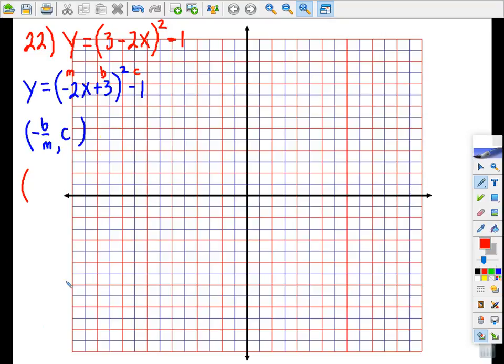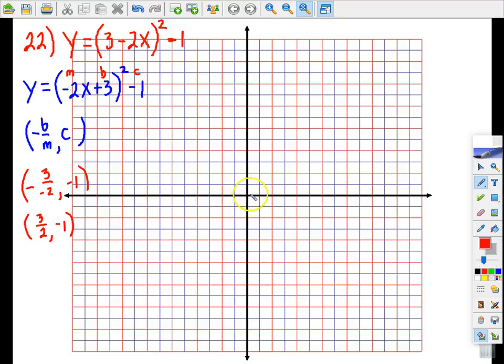It would look like this. So our vertex, using this formula, will be the opposite of b, which is 3 over m, which is -2, and then the c number in this case will be -1. Well, the opposite of -3/2 is +3/2, and then of course the y coordinate will be -1. So that helps us with the vertex.